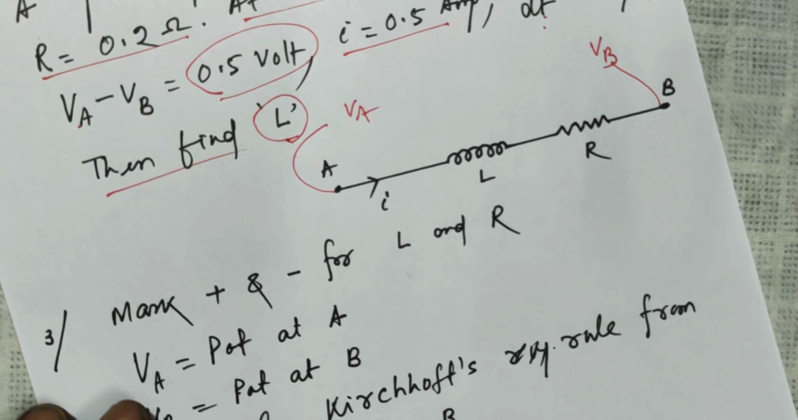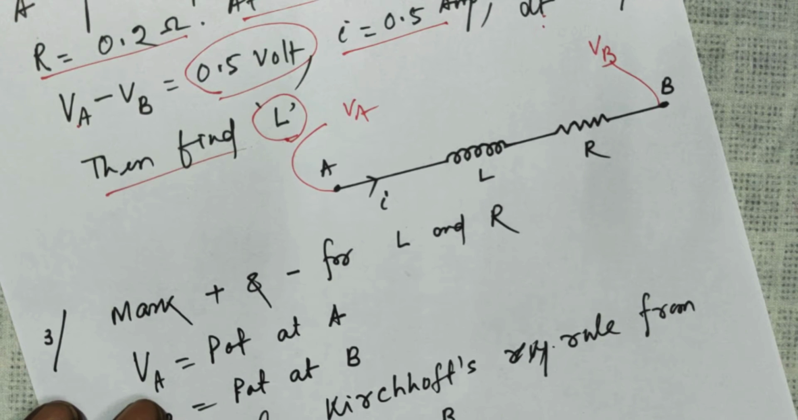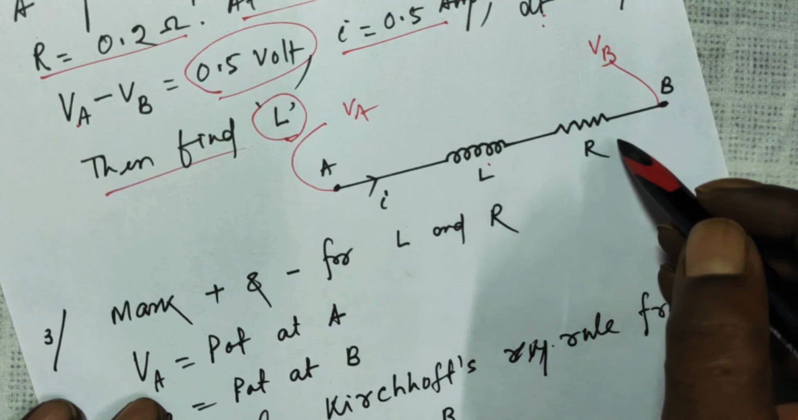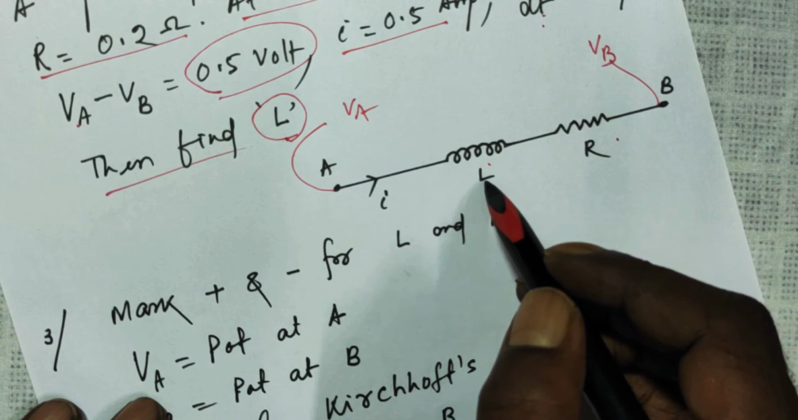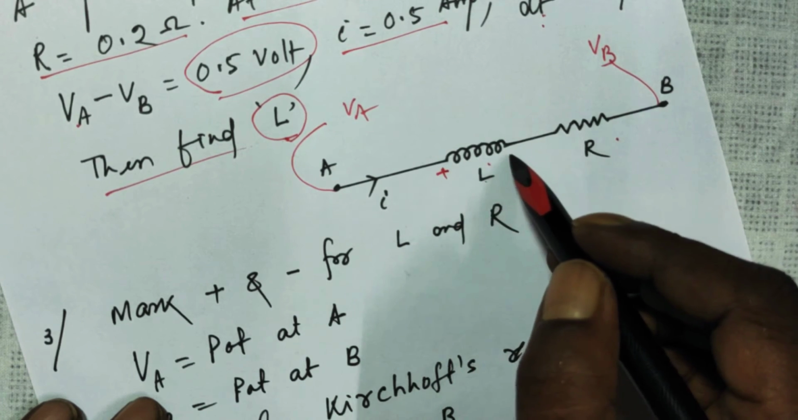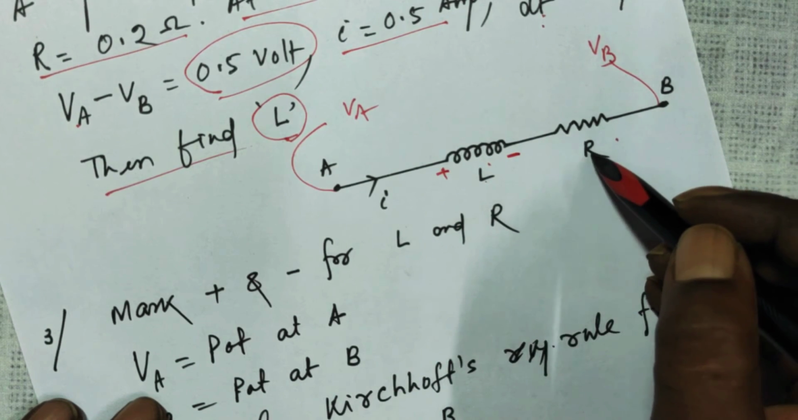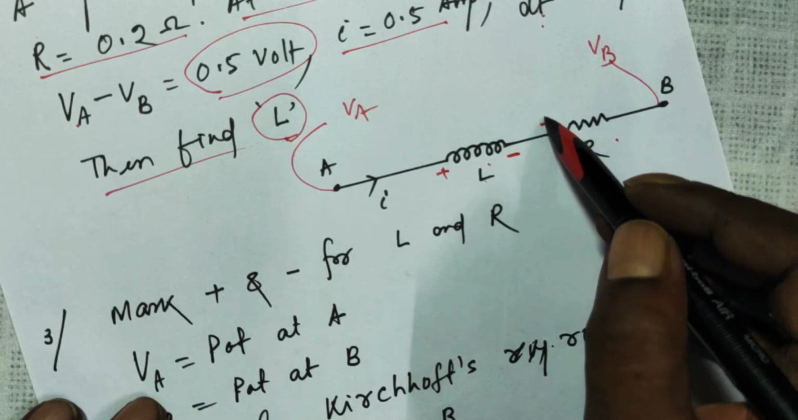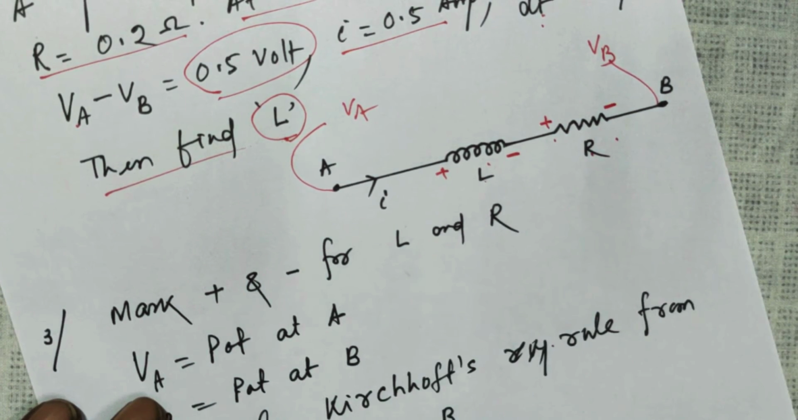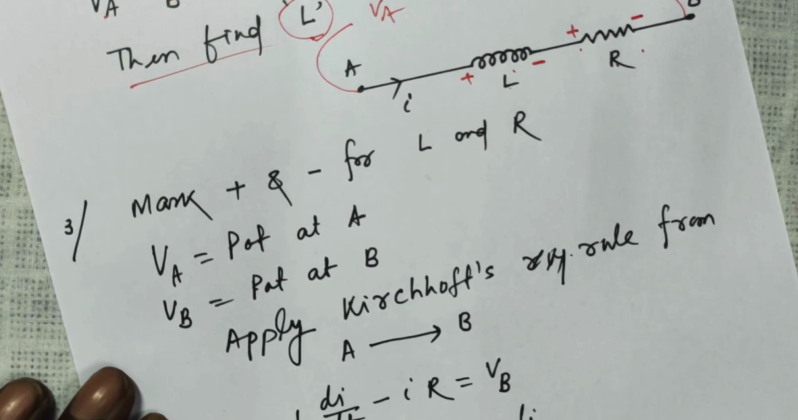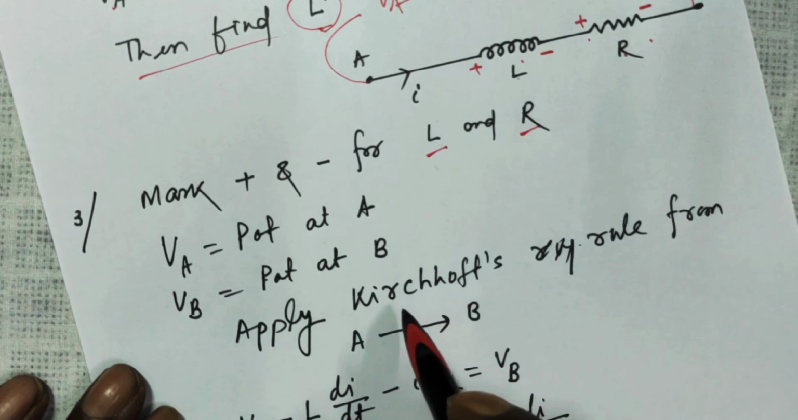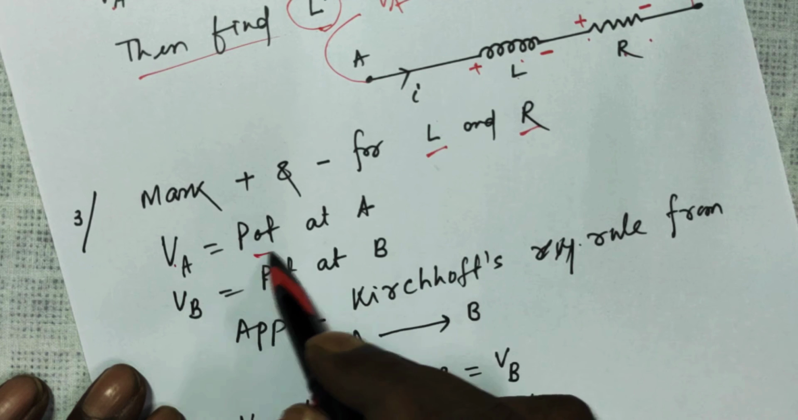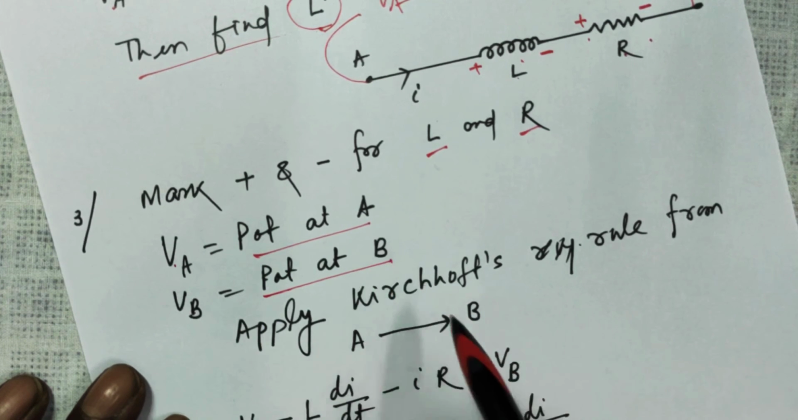Again, let us mark positive and negative signs for the two elements L and R. Current is going to this side, so it is entering the inductor from this side, so this is positive, this is negative. For the resistance, it is entering from this side, it is positive, leaving this side is negative. So mark positive, negative for the two elements L and R. Let VA be the potential at A, VB the potential at B.